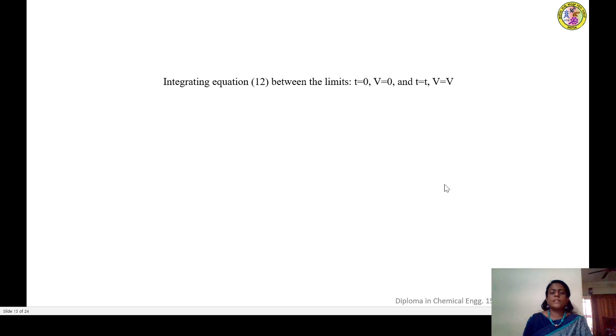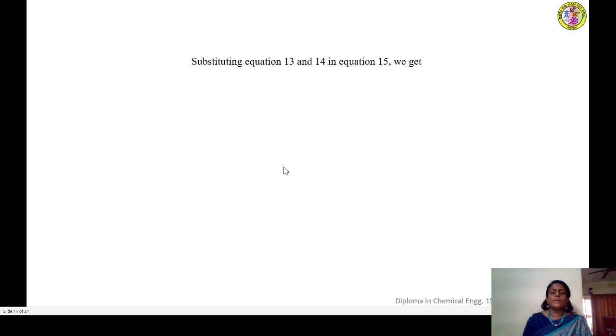Okay, so now we can integrate the equation 12 between the limits t is 0, V is 0, and when t becomes t, V becomes V. So integrating the LHS between 0 to t and 0 to V on the right hand side, what we get is t is equal to Kc V square by 2 plus V by Q naught. So that is the equation number 15.